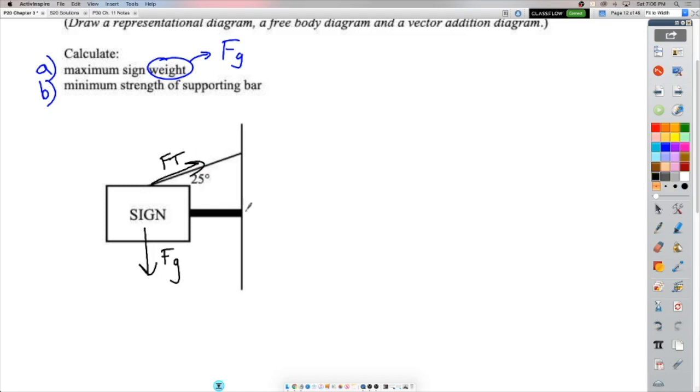And then what is causing this? Again, as I've drawn it, it looks like it should be accelerating that way, but then we realize, aha, we forgot the normal force from that support bar there. Okay, moving on to a free body diagram.